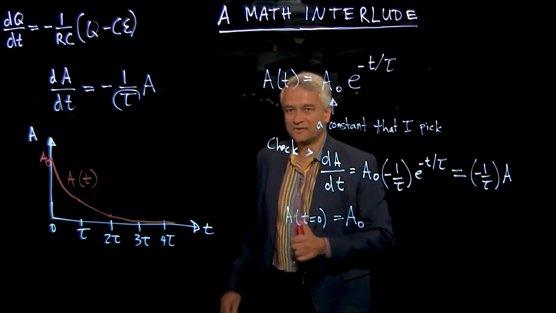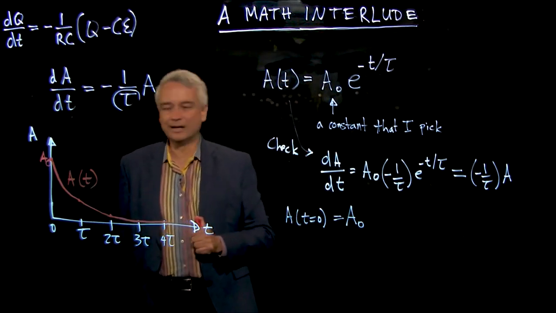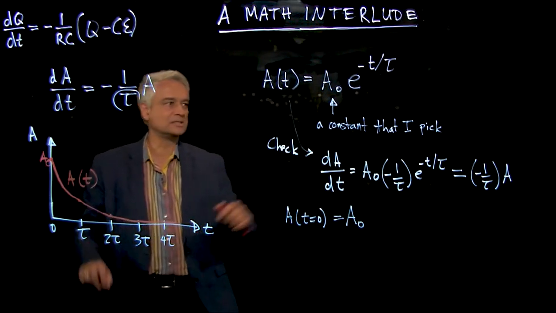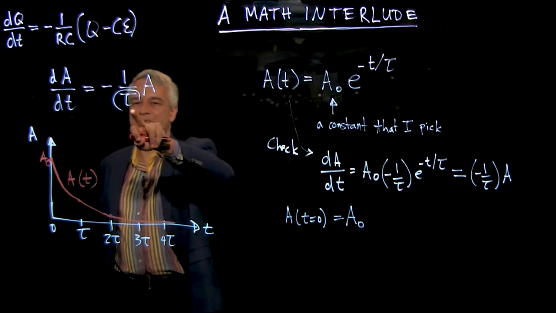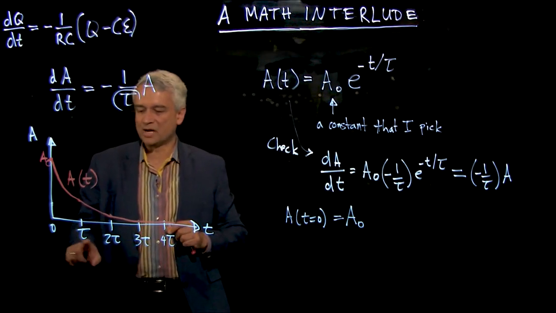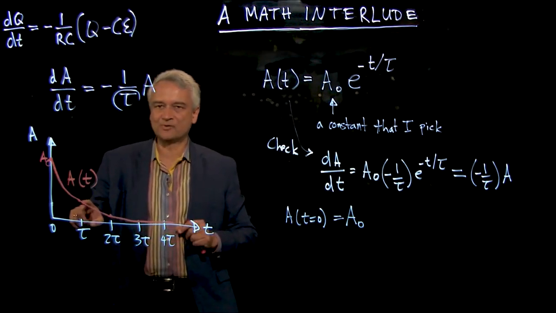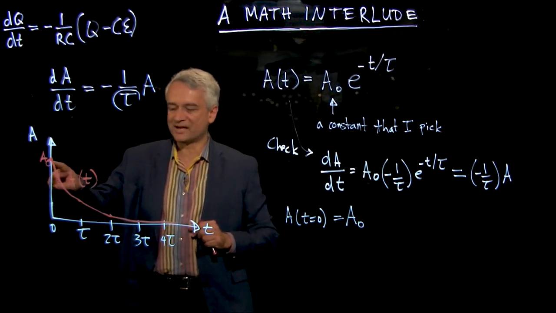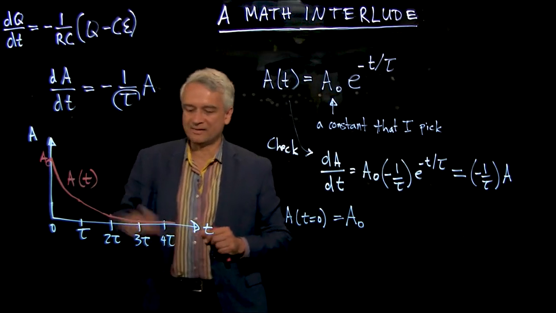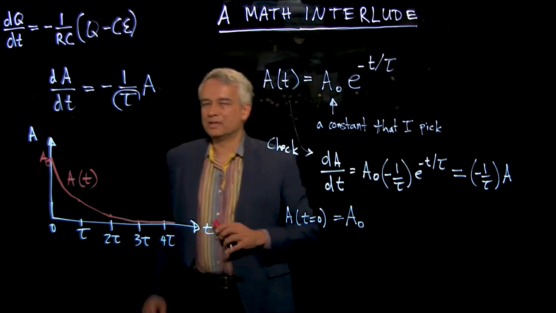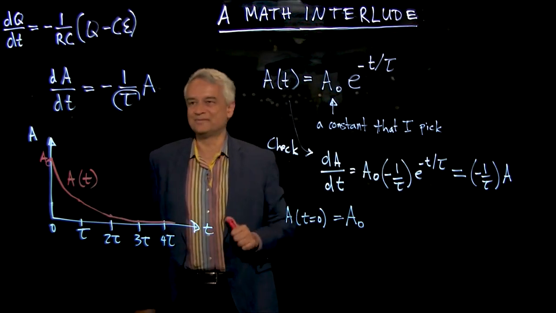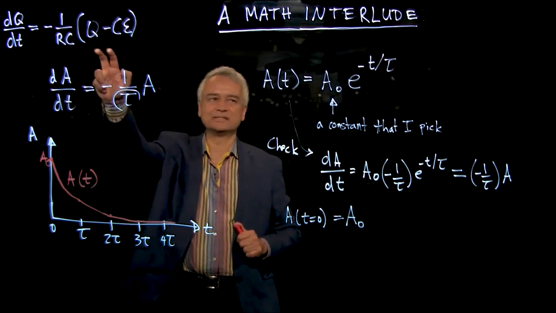It's an exponentially falling function, and it starts at A naught and drops exponentially. The constant tau in the equation, which we call the time constant, tells us that after 1 tau, A has dropped by a factor of 1 over e. After 2 taus, A has dropped by a factor of 1 over e squared. After 3 taus, A has dropped by a factor of 1 over e cubed, etc. So this is the conclusion of the first half of the math interlude, because this differential equation is not yet the same as this differential equation.